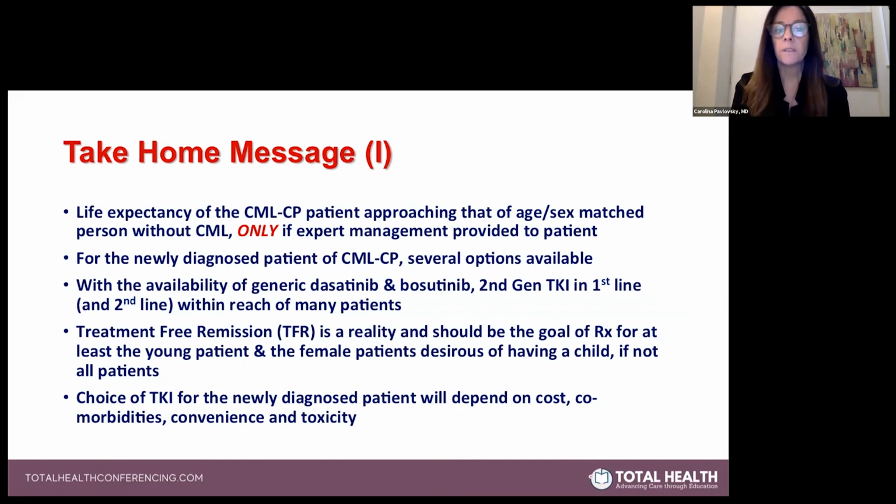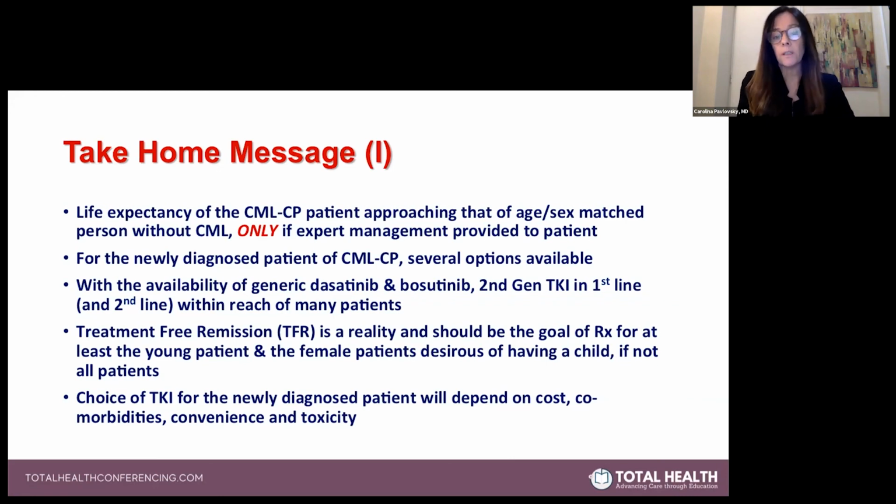The life expectancy of CML chronic phase patients approaches that of an age- and sex-matched person without CML, only if expert management is provided to the patient. This is why we must follow our patients with experts to obtain these important survival conclusions, this important life expectancy.